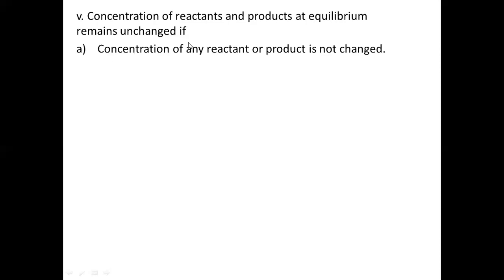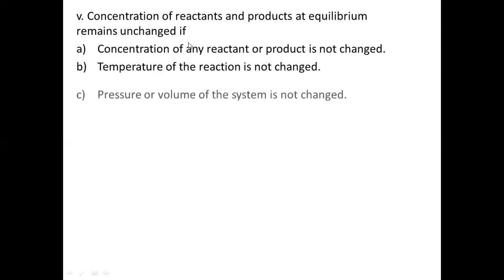Number 5, the concentration of reactants and products at equilibrium remains unchanged if, as we discussed before, at equilibrium state the concentration of reactants and products are constant. So at equilibrium state, the concentration of reactants and products will remain unchanged if we do not change any of these conditions. We discussed the conditions of equilibrium before: the concentration of any reactant or product is not changed, temperature must not be changed, pressure must not be changed.